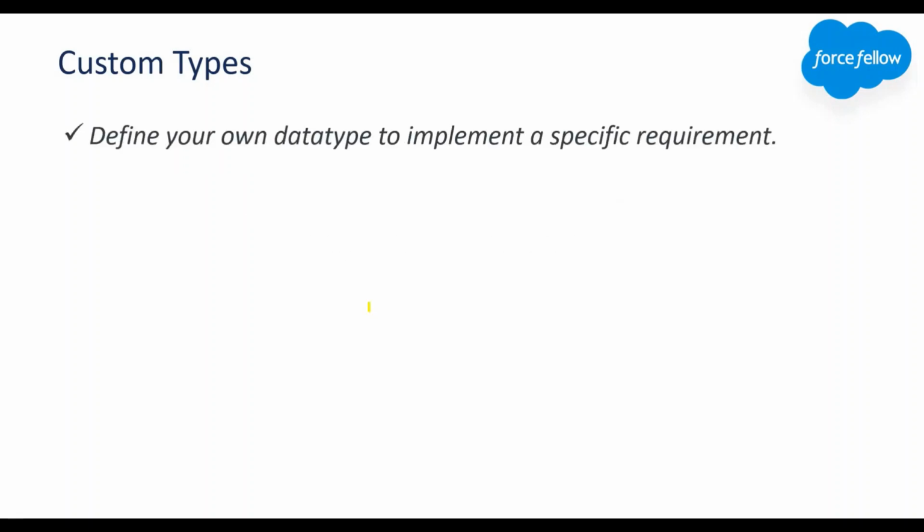So now if we talk about custom types, then as we have discussed, to show data in data table, we define data type with columns, and if our requirement cannot be fulfilled by the standard available types, then LWC provides us a way to create our custom types. Okay. So in a nutshell, custom type means defining your own data type to achieve a specific requirement.